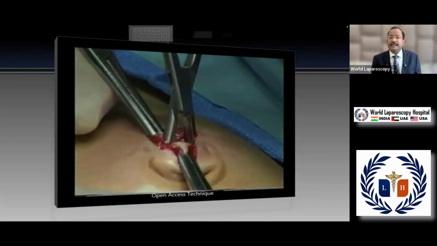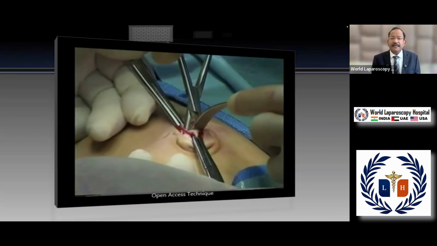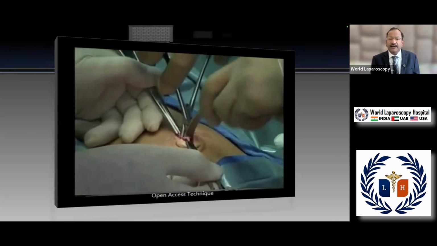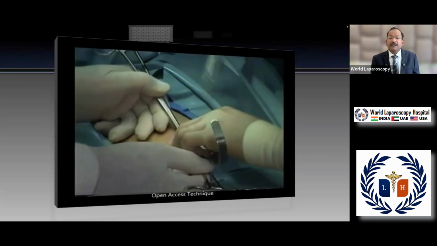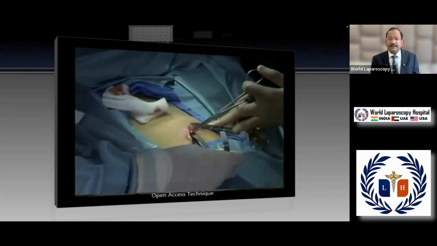After that you will use an S retractor. This is called an S retractor, and then you will push it in, and then you will take a bite over the rectus sheath.